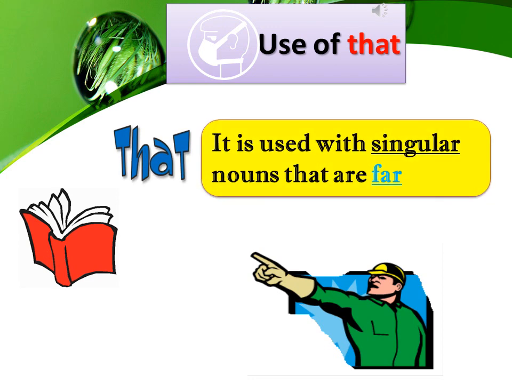Now the second one, that. So it's used with singular, نفس الشيء بحال this كيستعمل singular nouns but that are far, يعني الأشياء اللي بعيدة منا, that are far. ماشي بحال this الأشياء اللي قريبة, that الأشياء اللي بعيدة منا. Example: that book, يعني شي حاجة كنشيرو لها أبعد من حدانا, يعني بعيدة من الجسم ديالنا.